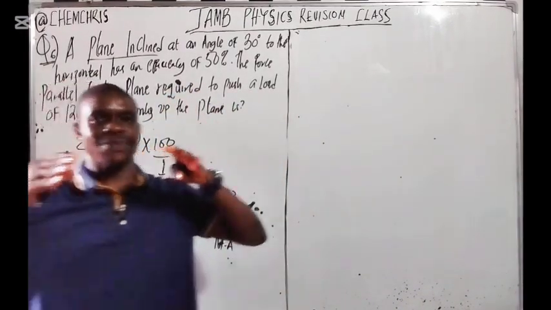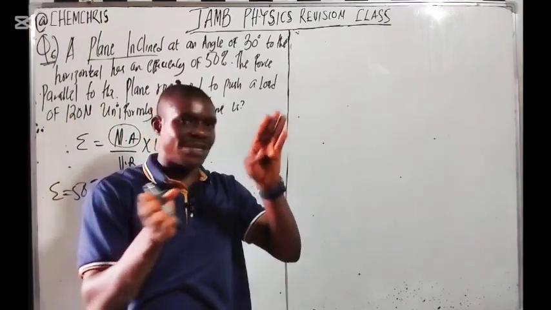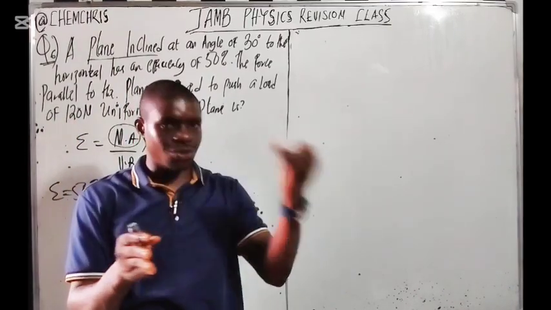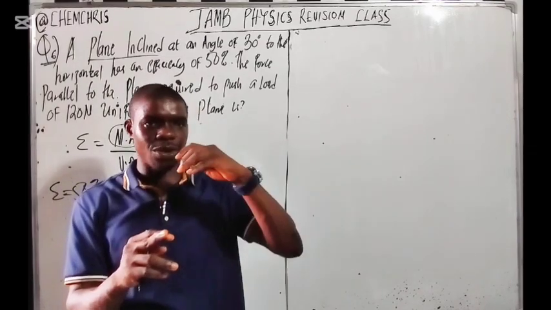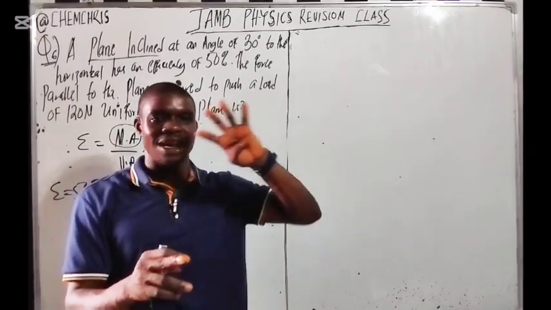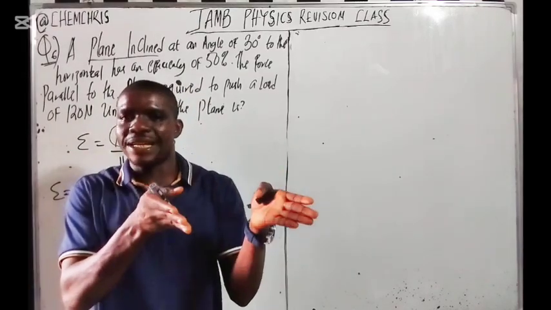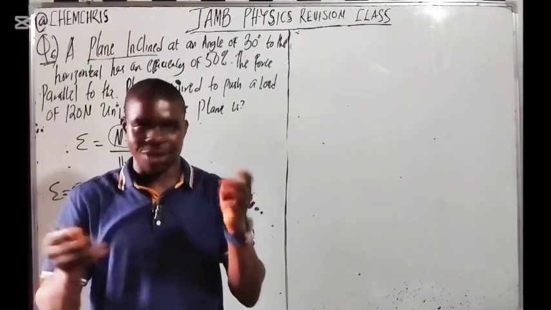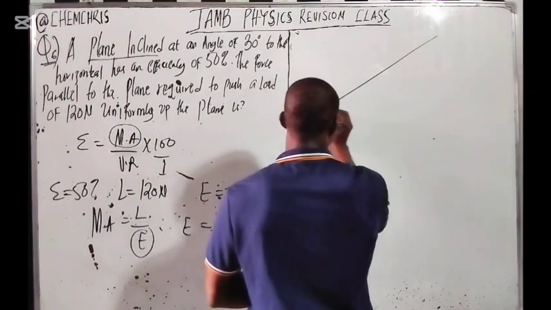Remember I told you that each type of machine has its own different way of calculating its velocity ratio. Like we have looked at the screw jack, the wheel and axle, and the other ones we have looked at. So now the inclined plane is a type of machine where you need to understand how to calculate the velocity ratio. So now let me explain to you. Very easy. Now look at the inclined plane here.